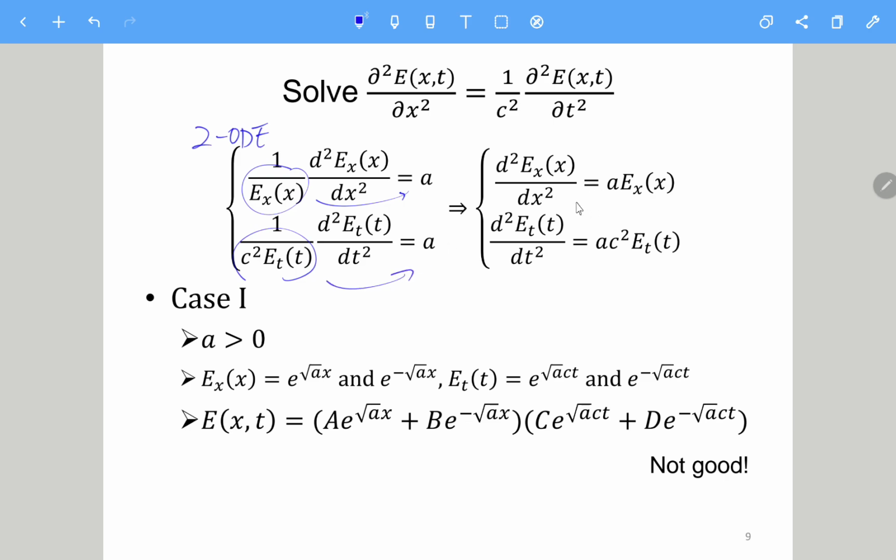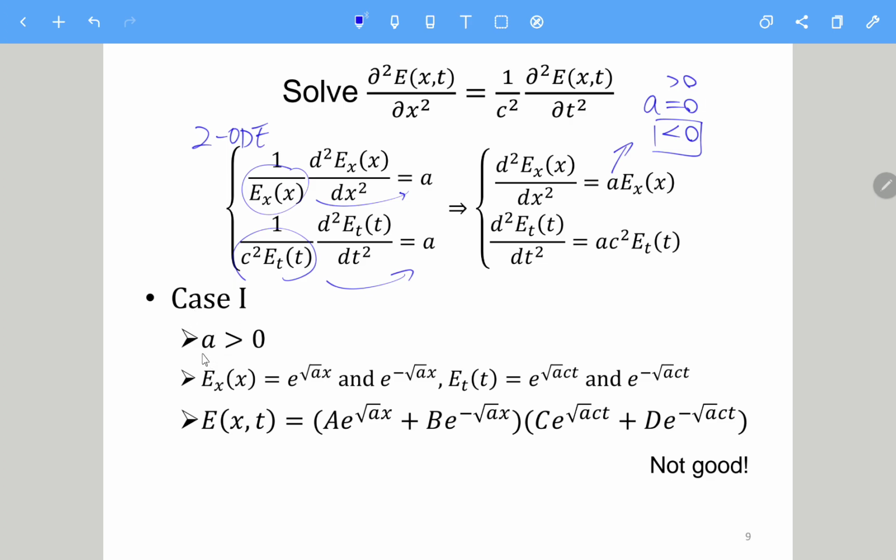So it becomes the second derivative of E_x equals a times E_x, and the second derivative of E_t equals a times c squared times E_t. We have two independent ordinary differential equations. Similar to before, of course, a can be larger than 0, equal to 0, or smaller than 0. Similar to what we learned in chapter 31, a smaller than 0 will be most useful. Let's quickly see why.